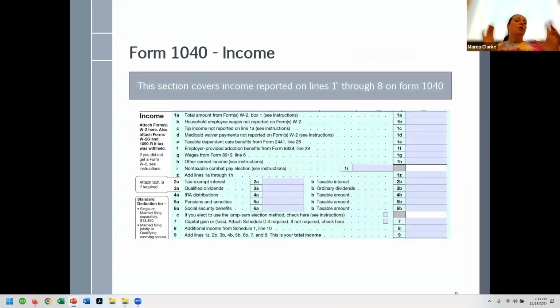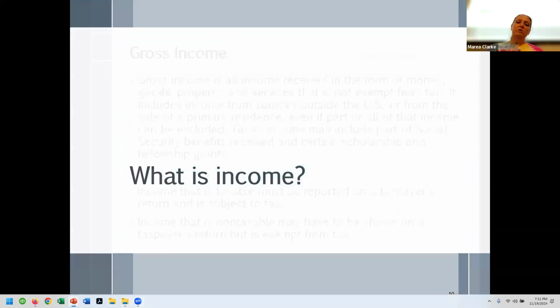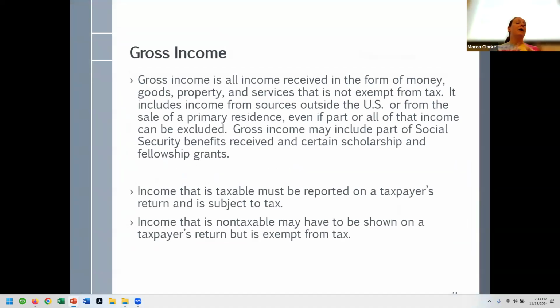So for the income, this is the section on the form 1040 that reports all of these different types of income. We talk about wages, tips, Medicaid, dependent care benefits, other types of income, interest, dividends, and so forth. So let's go through that. So from the IRS perspective, gross income is all income received in the form of money, goods, property, and services that is not exempt from tax.